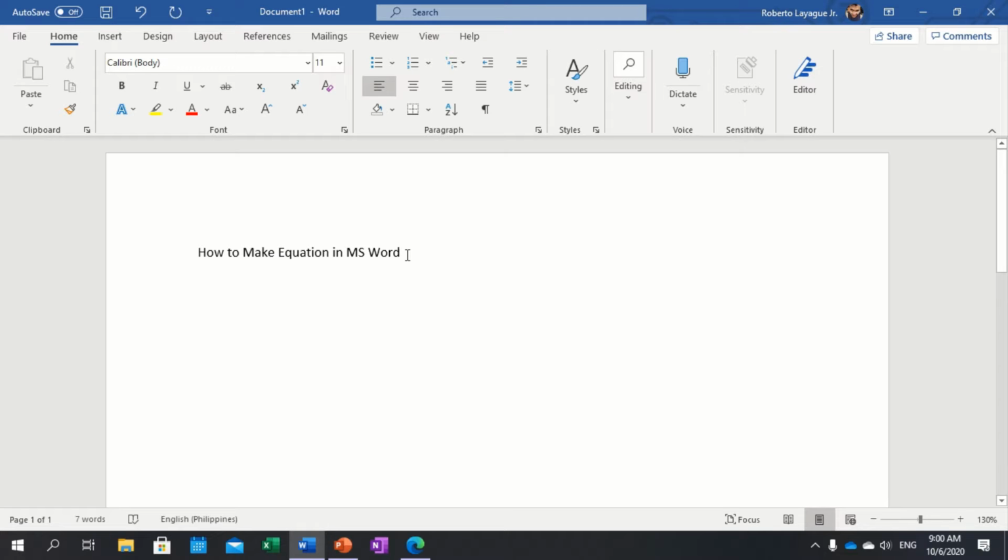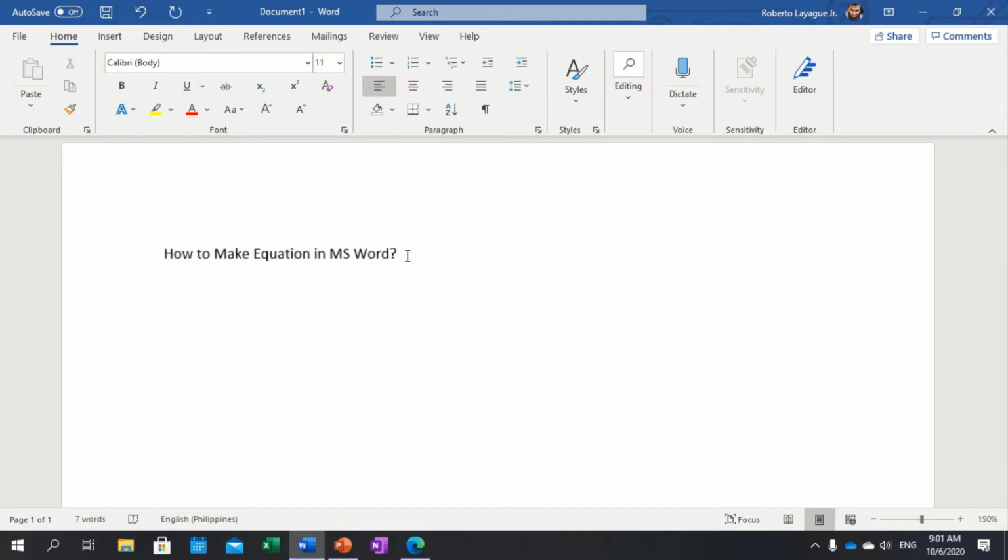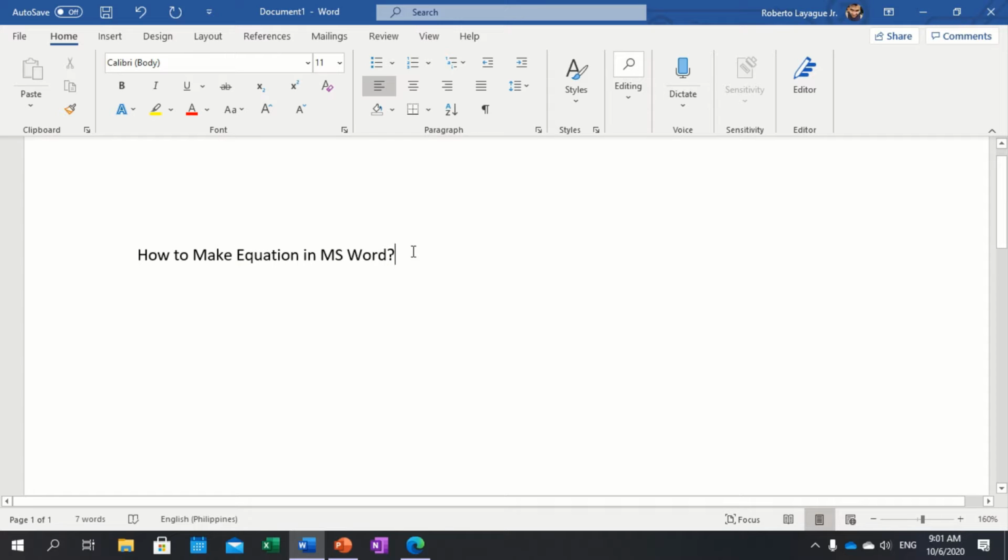Okay, everyone. This is a helpful tip on how to make an equation in Microsoft Word. To make an equation in Microsoft Word, there are two ways. First, I believe your challenge is how to make an exponent. So the first one is that you can make this one.